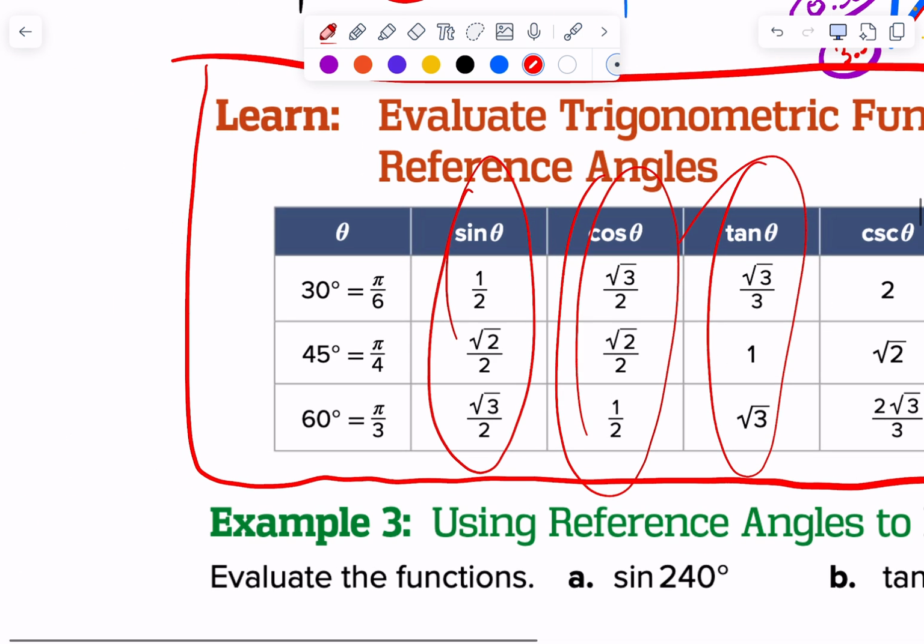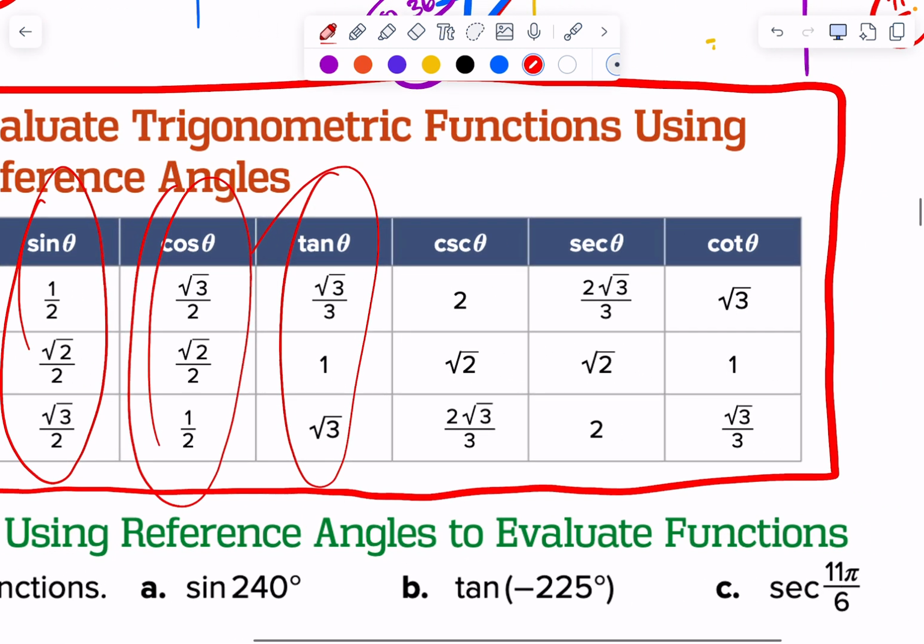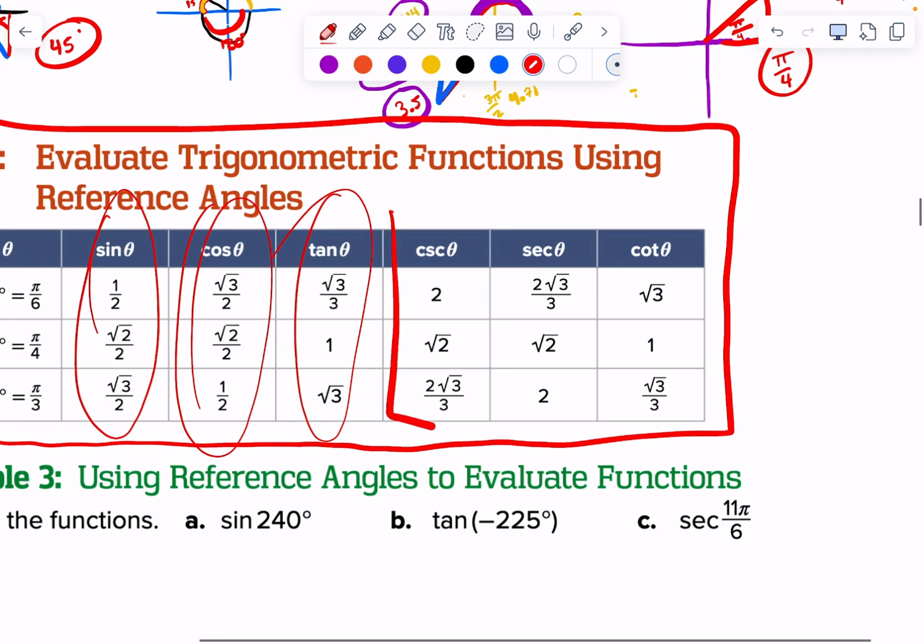Sine and cosine, let's talk about them. X and Y, which one is first? Which one's the X? Cosine. It goes cosine first, then sine, right? So you just look at those coordinate points on your unit circle. Now, tangent is already also on there, but on your unit circle, you do not have these guys.